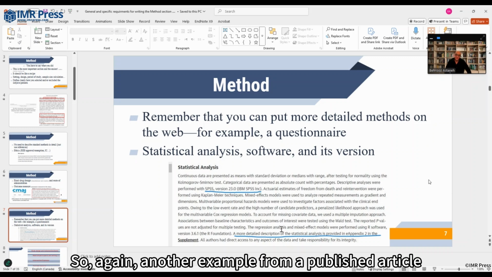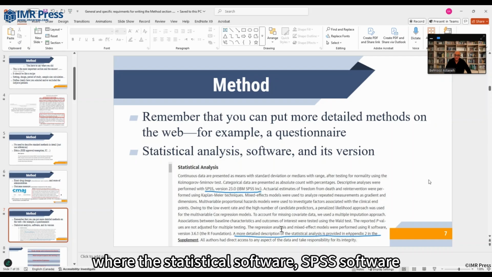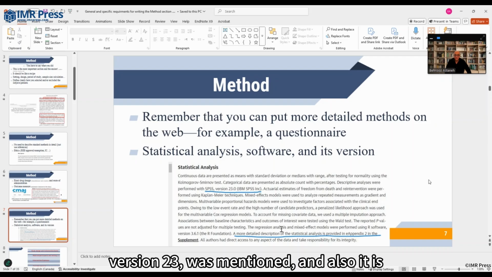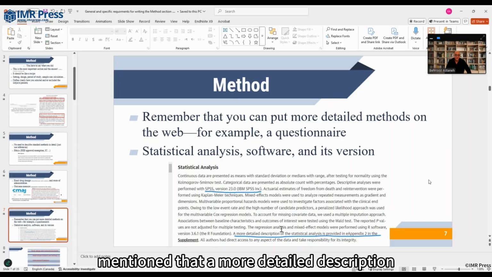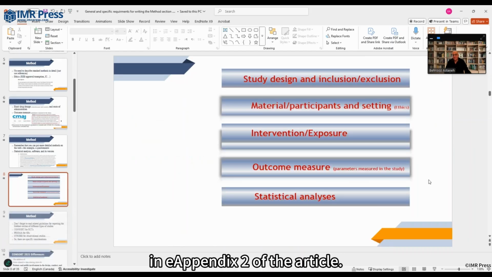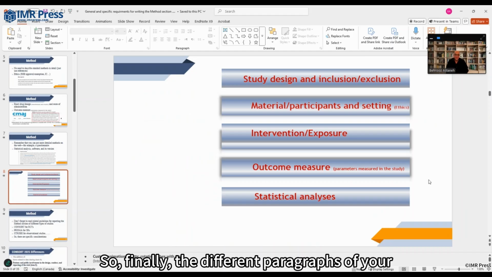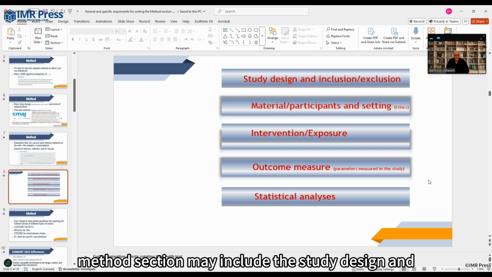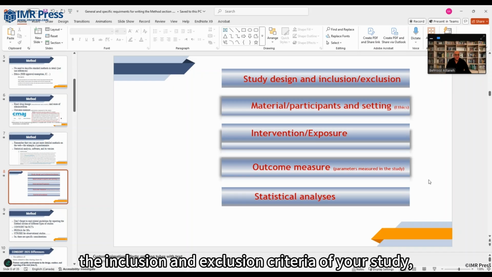So again, another example from a published article where the statistical software, SPSS software version 23, was mentioned, and also it is mentioned that a more detailed description of the statistical analysis is provided in the appendix 2 of the article.